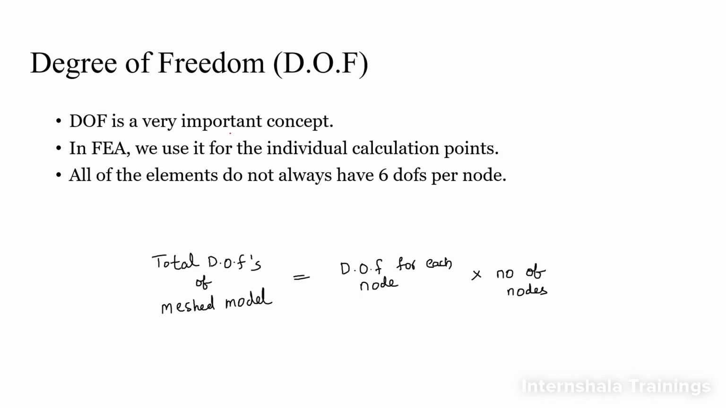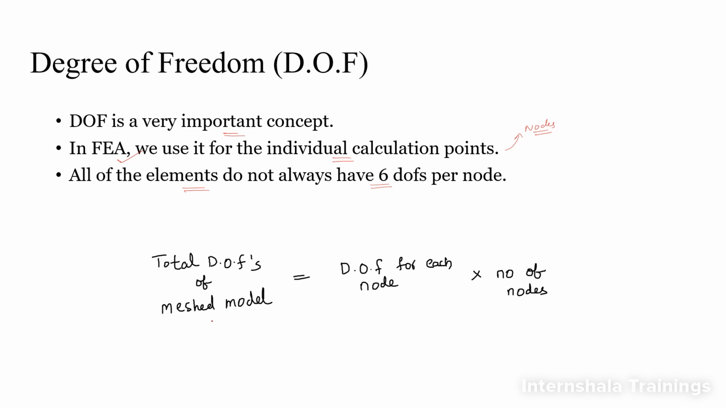Degrees of freedom is a very important concept, and in finite element analysis or finite element method we use this particular concept for individual calculation points, which are nothing but called as nodes. And remember, all the elements will not be having 6 degrees of freedom per node. Based on the type of element we are using, there may be 3 degrees of freedom or there may be 6 degrees of freedom. That depends on the type of element.